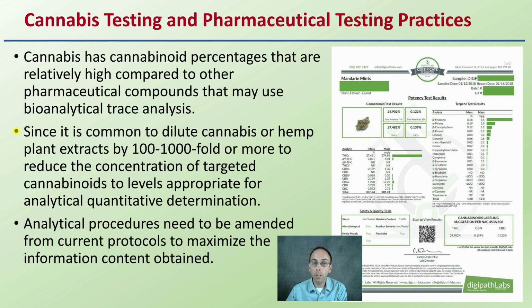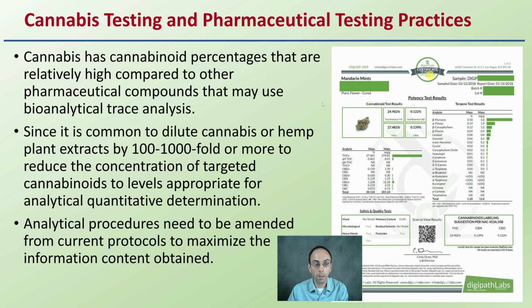Since it's common to dilute cannabis or hemp plant extracts by 100 or 1,000-fold or more to reduce the concentration of targeted cannabinoids to levels appropriate for the analytical quantitative determination. So that means cannabis, relatively speaking, to other pharmaceutical products is relatively concentrated, requiring it to be diluted down to be able to perform with some of the proper analytical tests.